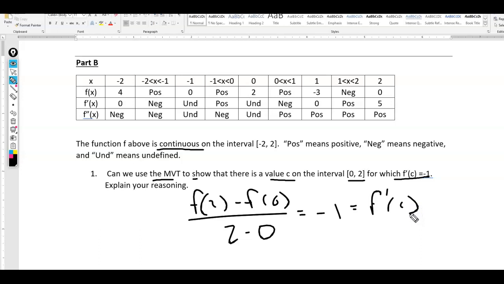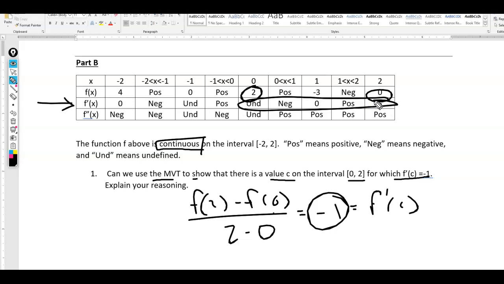Well, if you were to try to calculate this, which you could, f of 2 is 0, f of 0 is 2, you might actually end up with -1. Okay, but here's the thing. You are only allowed to do this if the function's continuous and differentiable on the interval. Well, we know it's continuous, they told us, but is it differentiable? To know that, we would need to look at this derivative column here. Look between the numbers 0 and 2.